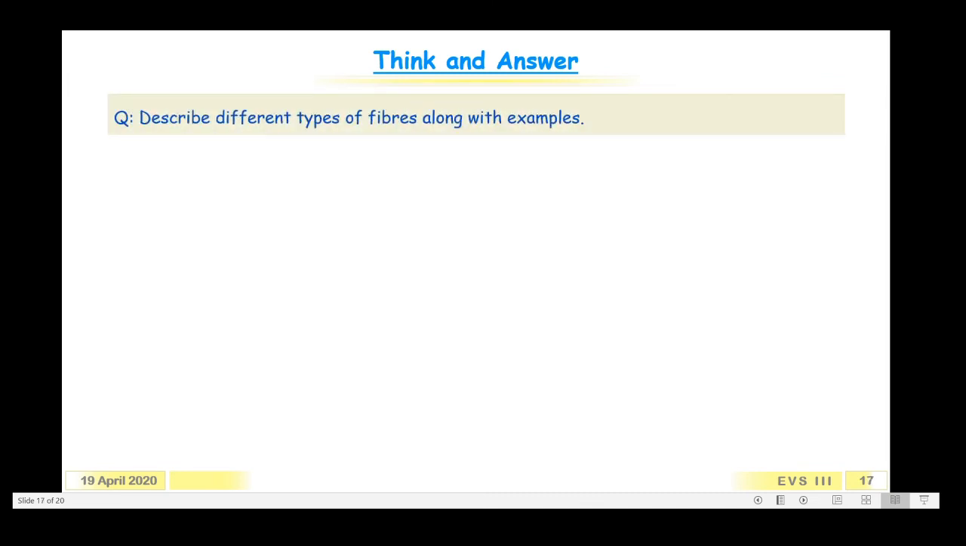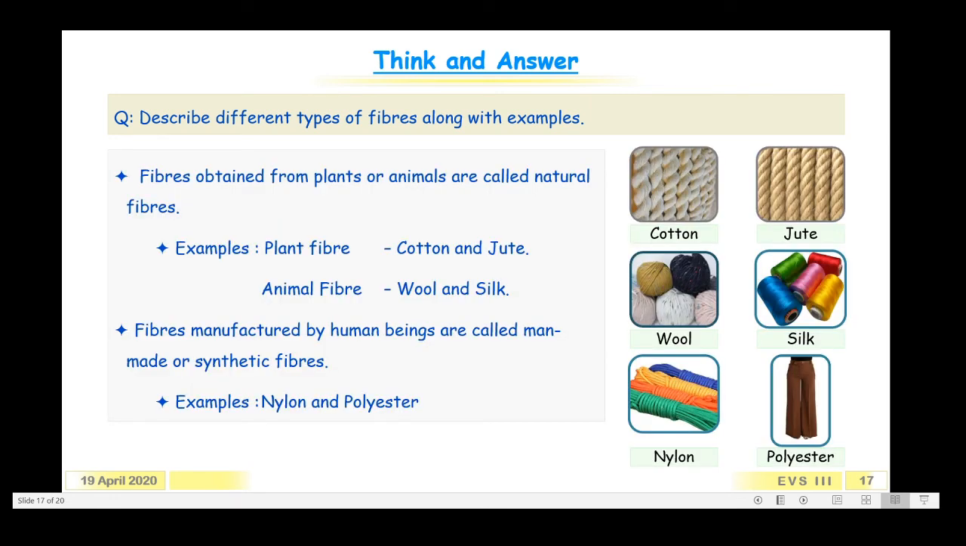Then describe different types of fibers along with examples. Now, different types of fibers, we know there are two types of fibers, natural fibers and synthetic fibers. So, we'll discuss them one by one. Fibers obtained from plants or animals are called natural fibers. And examples are plant fibers, they are obtained from cotton and jute, and animal fibers are wool and silk.